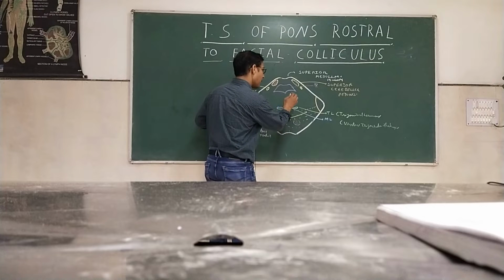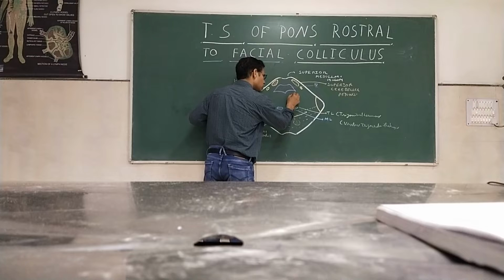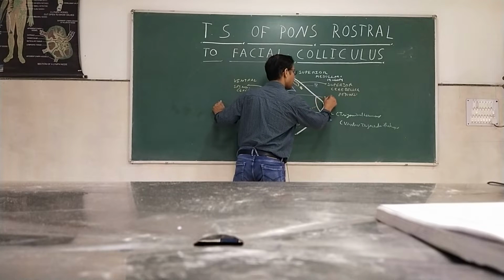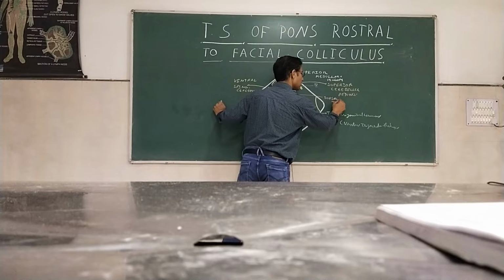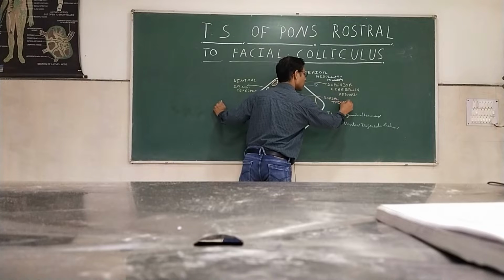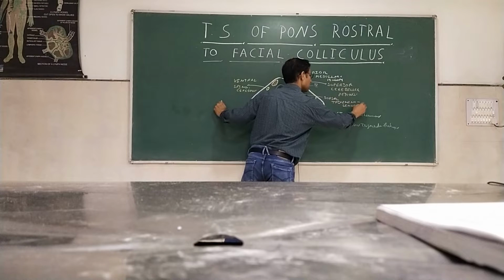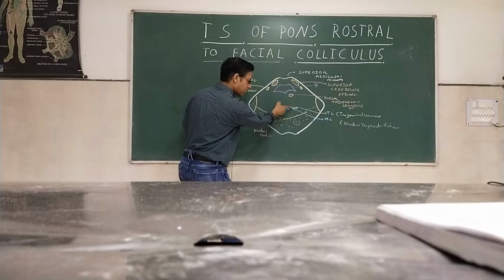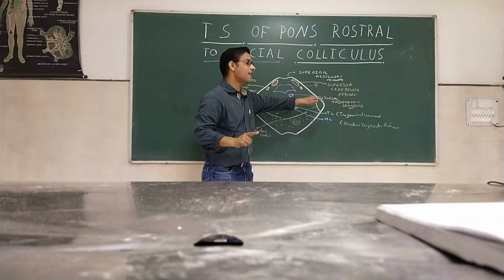Okay, now if I am drawing in alignment, I can draw here in red color. There is a dorsal trigeminal lemniscus tract. Okay, this is dorsal, and in the alignment there is a ventral trigeminal lemniscus tract, which is also known as the trigeminal lemniscus.